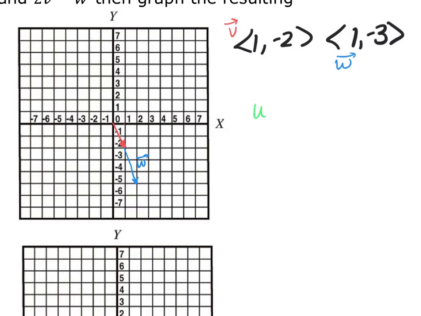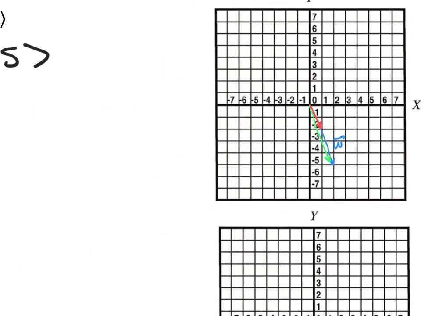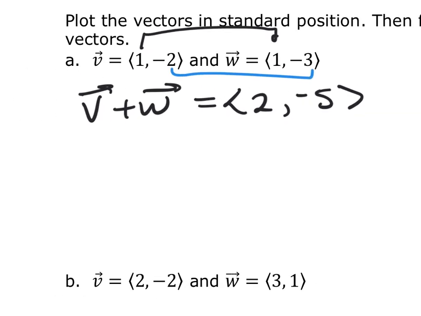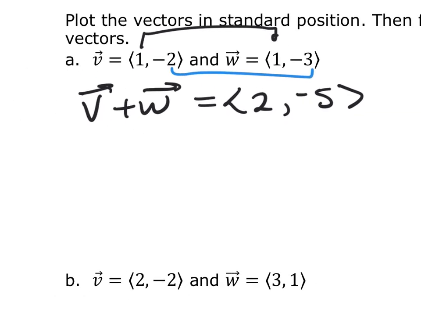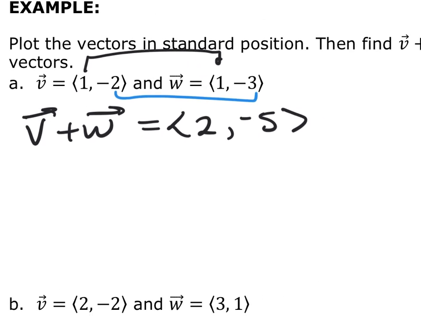My resulting vector I'm going to call u, and it's going to be equal to my v vector plus my w vector. And you can see that I have a vector that starts in the standard position, goes right 2 and down 5, which is exactly what I got here.